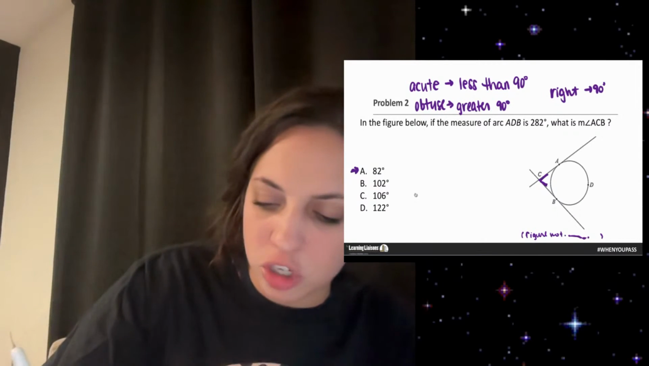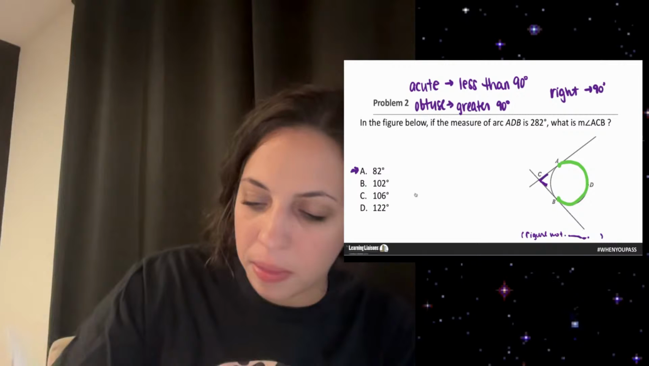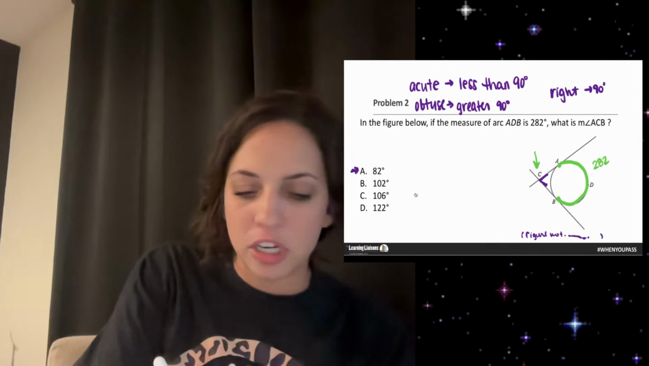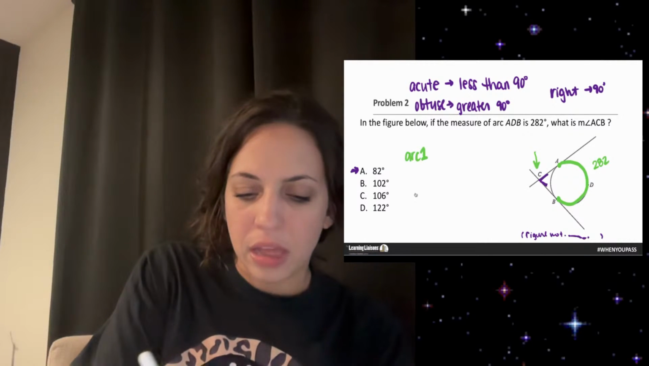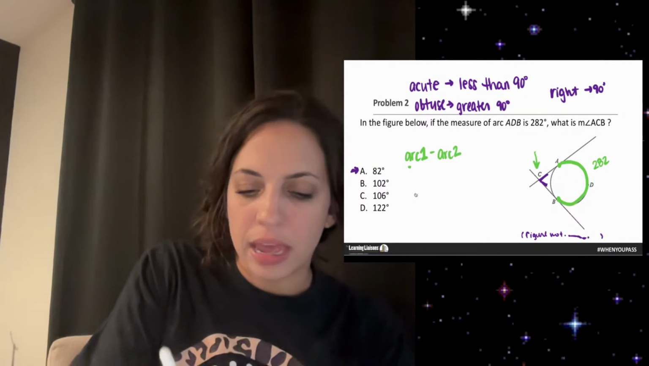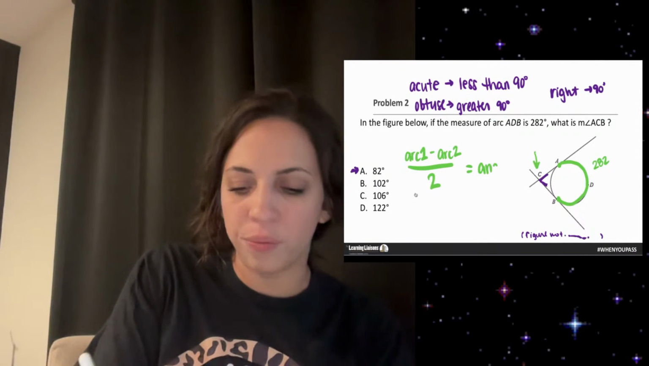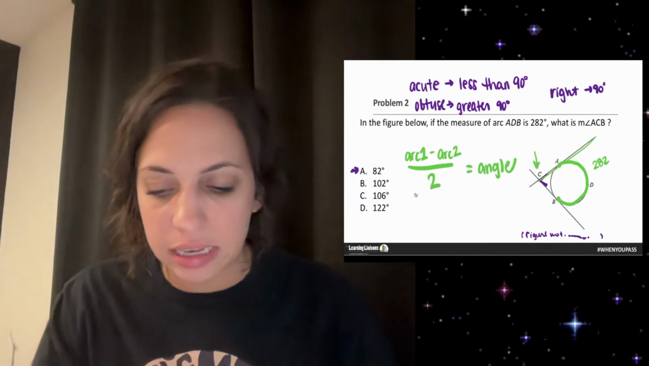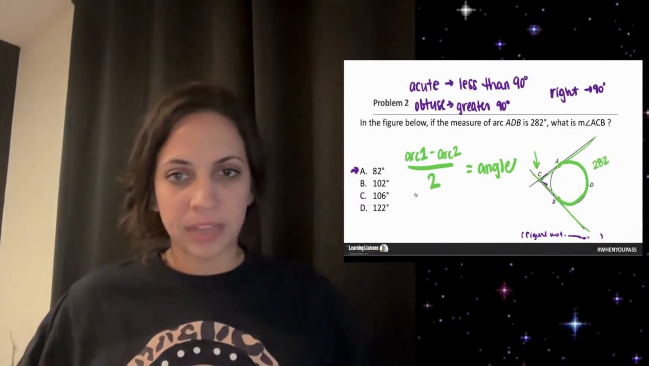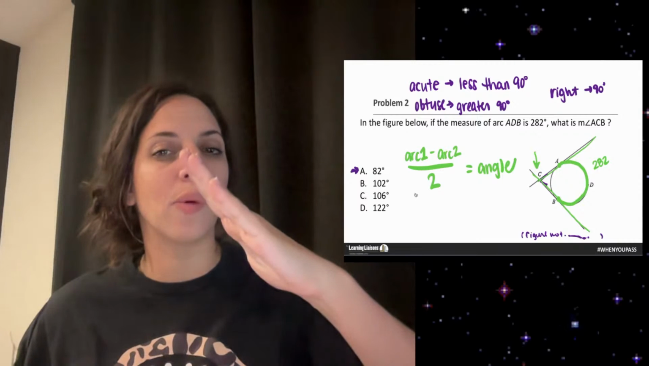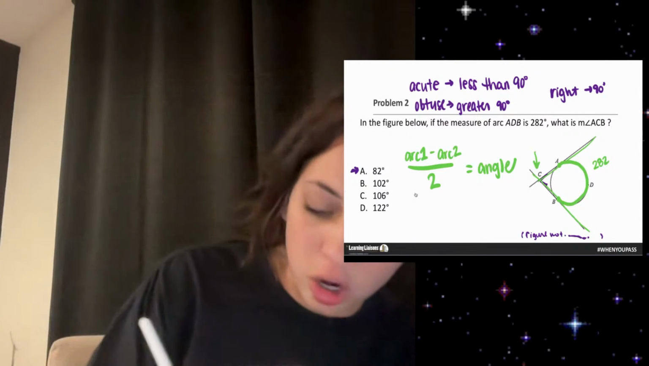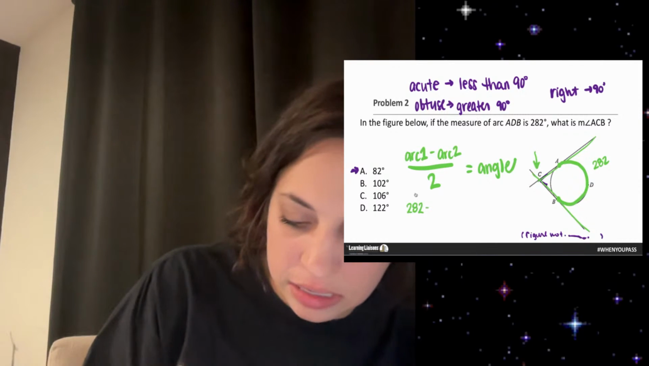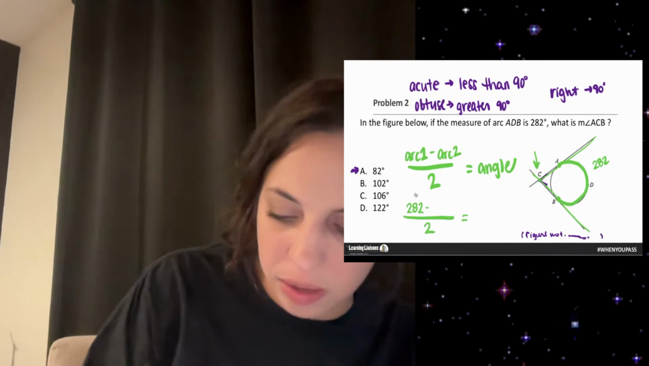Well, it told us that the measure of ADB is 282. So how do I find the measure of this angle? I take the measure of arc 1, subtract arc 2, and divide it by 2, and that gives us the angle. That's the angle formed by two tangent lines that intersect, tangent meaning that it intersects the circle at one point. So arc 1 is 282 minus something, divided by 2, gives me what I want.